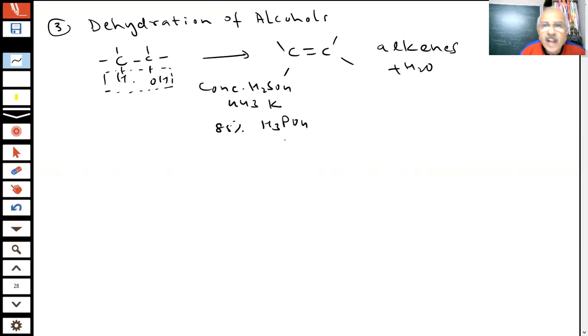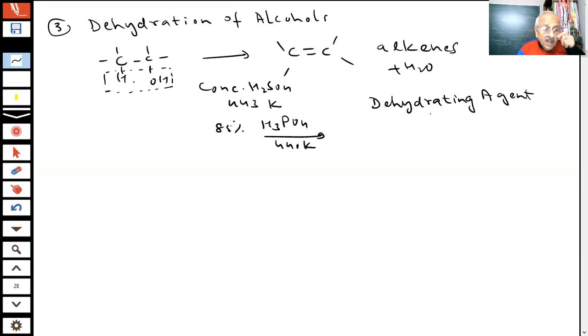H3PO4, all are dehydrating agents, 440 Kelvin. So you can use H3PO4, or you can use concentrated H2SO4, and they are dehydrating agents. You know, sulphuric acid is a good dehydrating agent. It can remove and absorb water from this.